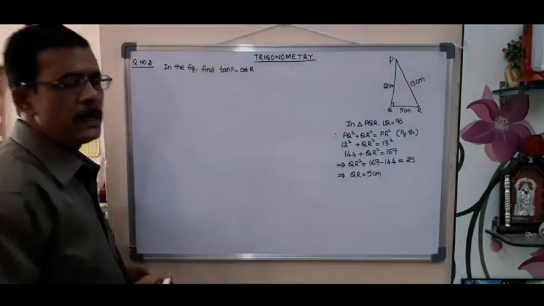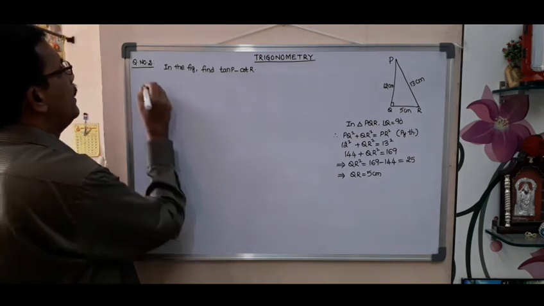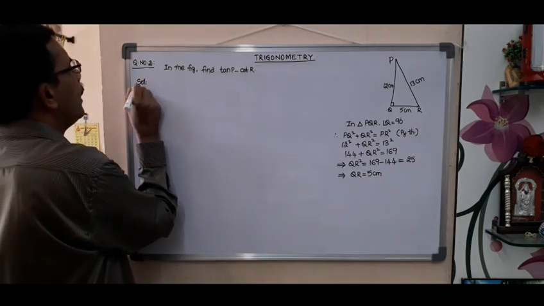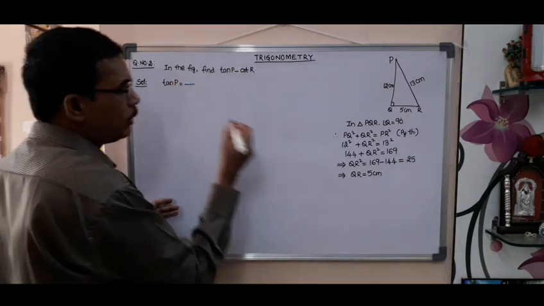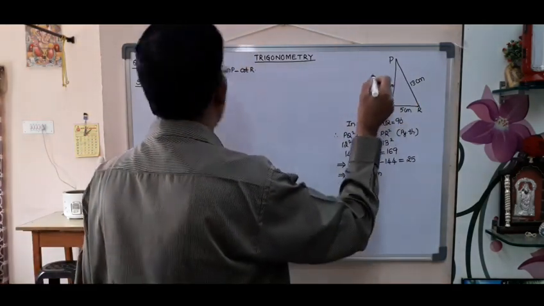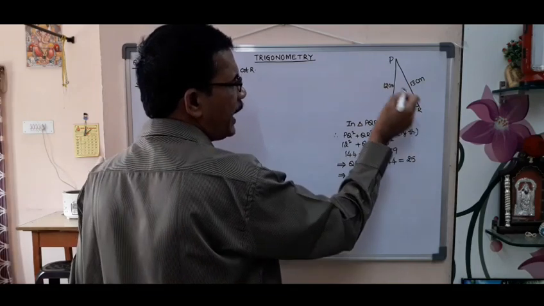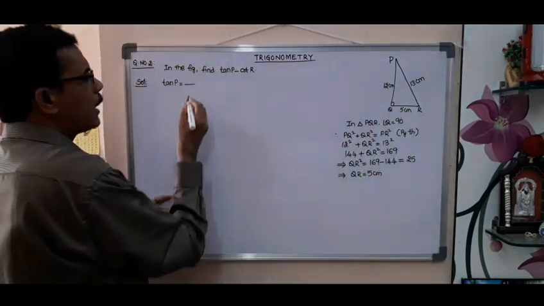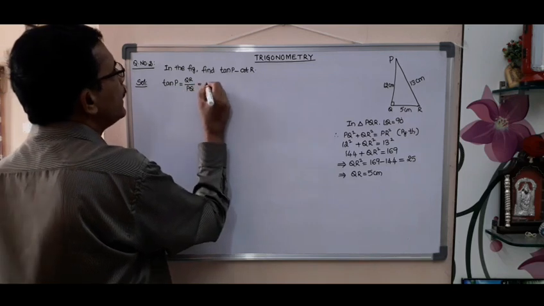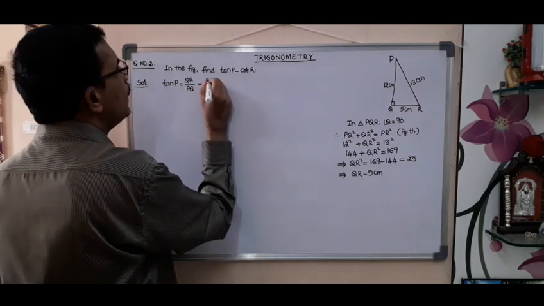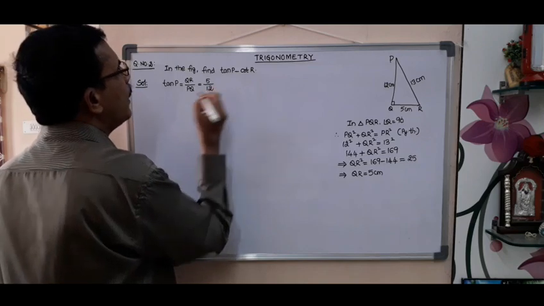Now let us find tan P minus cot R. Solution: tan P with respect to P. With respect to P, tan definition is opposite by adjacent. So QR by PQ. Here QR length is 5 and PQ length is 12.